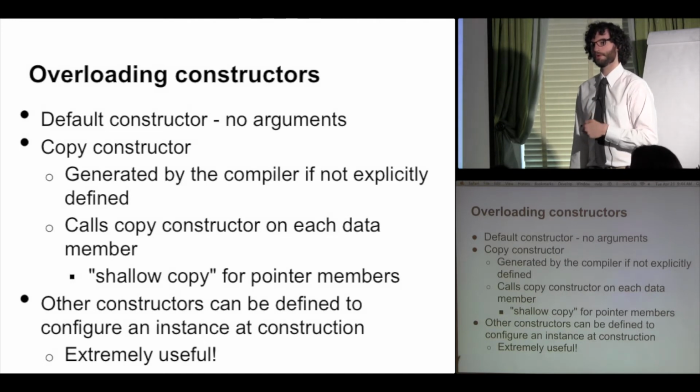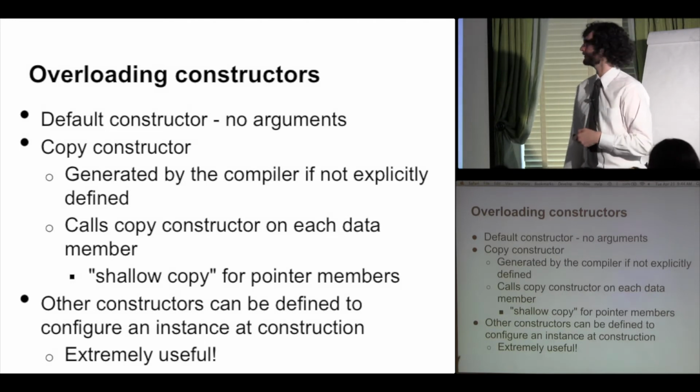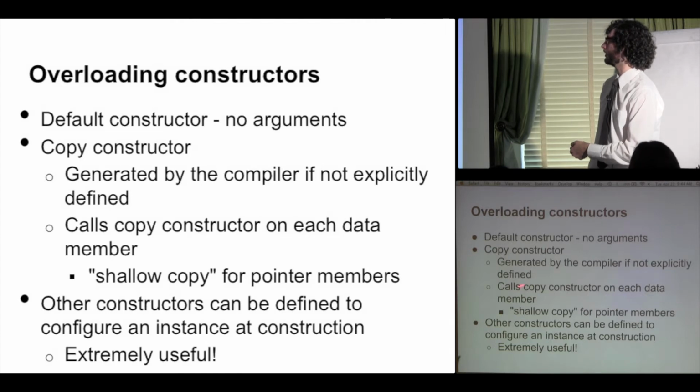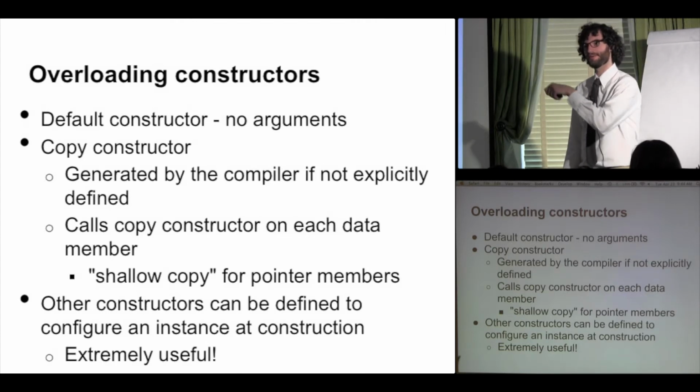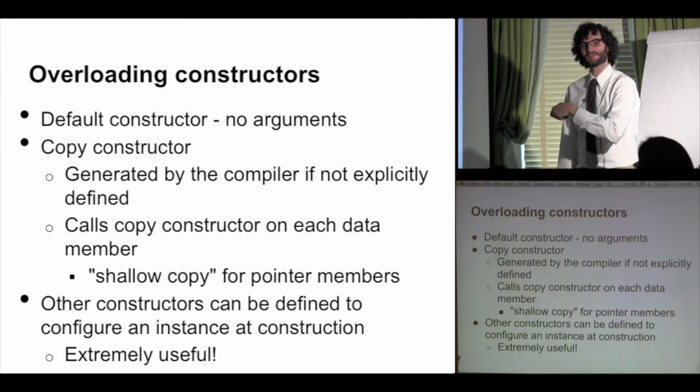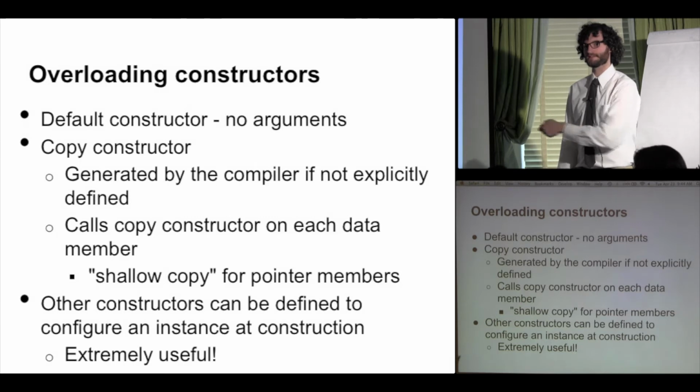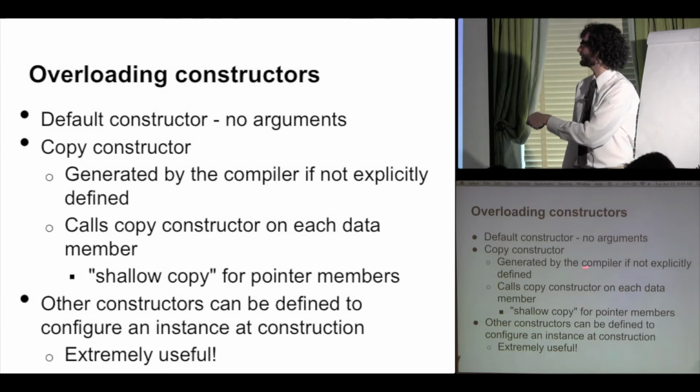But typically, you don't want this to happen because you're smarter than the compiler. The generated one will call the copy constructor on each data member. So if you have a pointer, it's just going to make a new pointer that points to the same thing and not copy the contents of the pointer. So that's the danger of allowing the compiler to generate the copy constructor. But these are overloaded functions. This has the argument of an instance of a class.